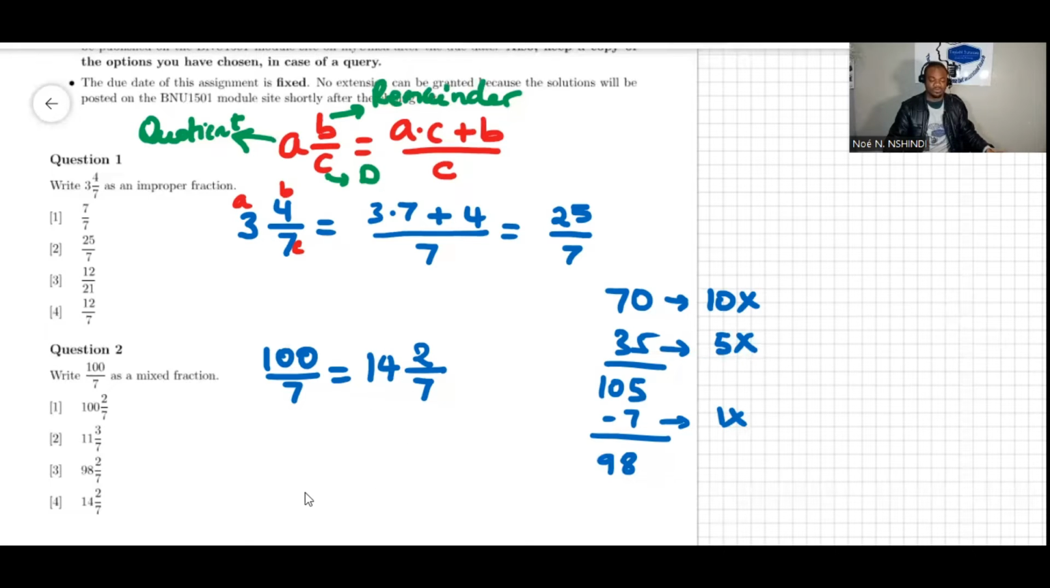Let me start over. I said 7 gets into 100 how many times? 14 times. How do I know it's 14? I count in 7. I already know that 7 times 10 is 70, so I can continue from there. 77 is 11 times. Maybe I should write it down. Hold on.